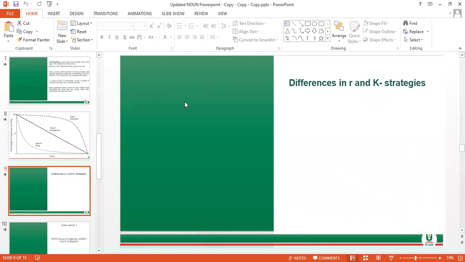In terms of habitats, the r strategy lives in a less stable environment, whereas the K strategy lives in a very stable environment. So what it means is that the environment for the r strategy is less stable for them to survive, whereas for the K it is very stable. Their conditions are predictable for K, whereas for r it is non-predictable.